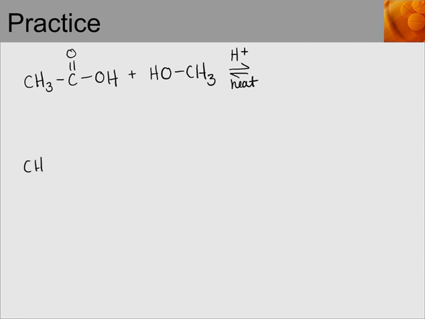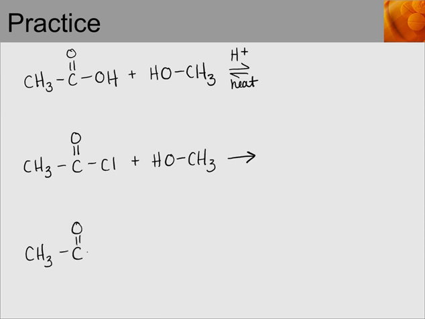In the second reaction, we're going to use an acid chloride and an alcohol. We'll just use the same alcohol. And in the last reaction, we're going to use an acid anhydride and that same alcohol, methanol. So see if you can figure out the products for each of these three reactions. You can pause the video, and when you're done, you can unpause and we'll go over them together.